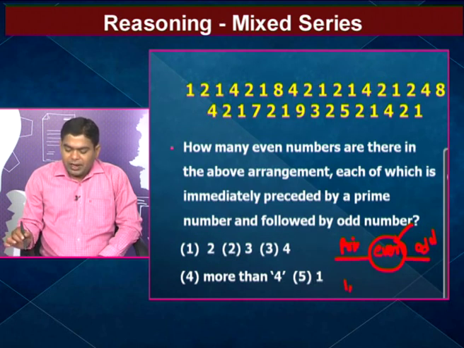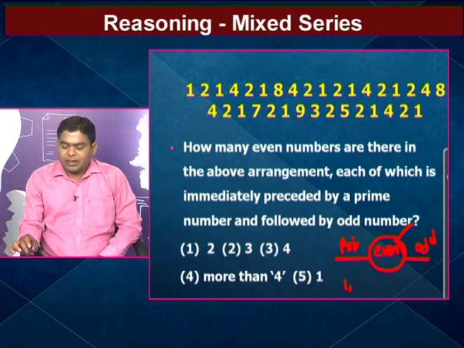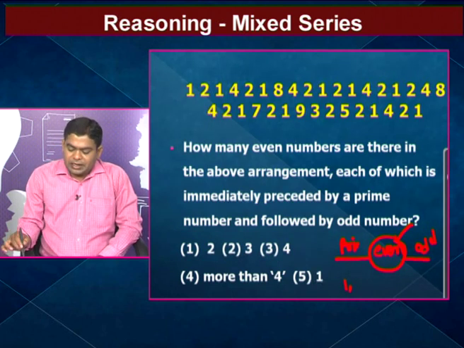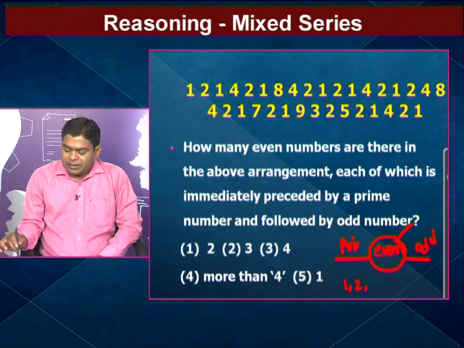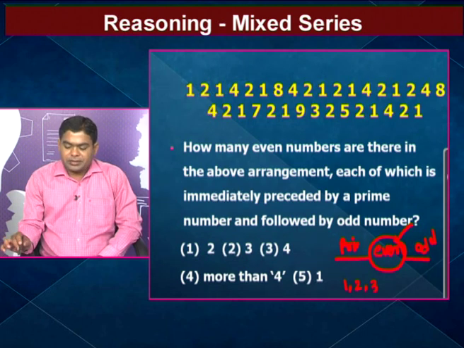After that we go to the next even number, that one is 2, so it is preceded by 3, 3 is also a prime number, and it is followed by 5, that means here the even number satisfies the given condition. Our condition is that it is preceded by a prime number and followed by an odd number, that means so here the 2 is satisfied, that means at present 2 even numbers are there. After that we go to the next even number, that one is 2, it is preceded by 5, that means this one is a prime number, and it is followed by 1, that means that one is an odd number, that means the condition is satisfied. That means at present 3 even numbers satisfy the given condition.